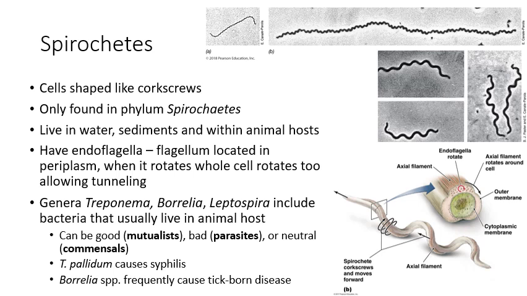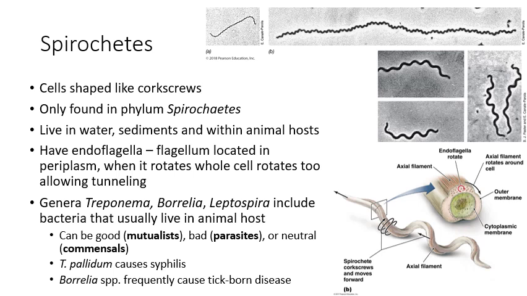Thankfully, most of them do not do that to us, but there are some of them that actually do. There's 3 genera specifically that usually live in animal hosts, which would be Treponema, Borrelia, and Leptospira. Out of that, Treponema and Borrelia would be the ones that have species that we more need to worry about.